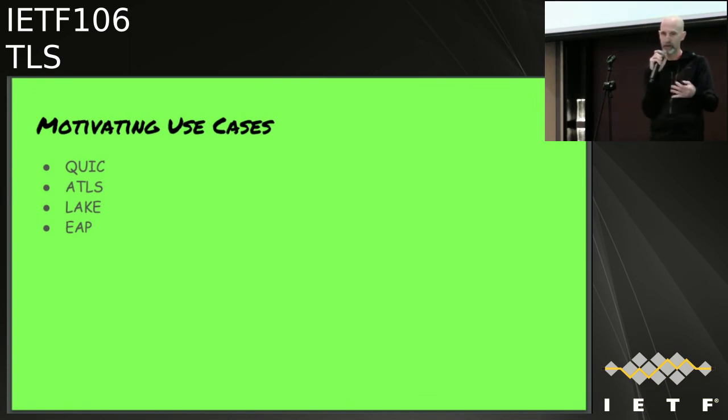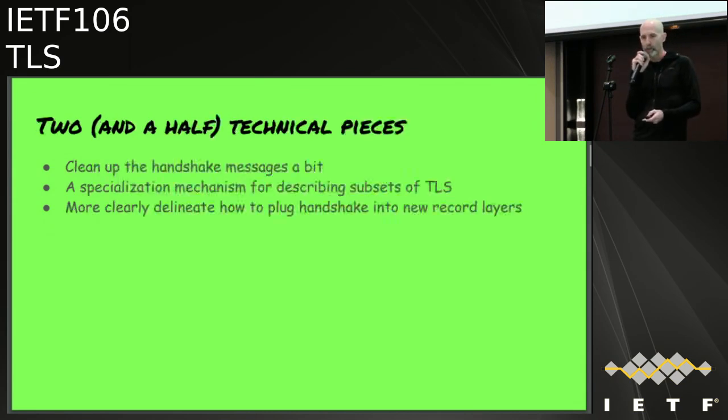So there's a bunch, and again, in ATLS you might think maybe you don't need the record layer, for instance, and LAKE the same way. So there are 2.5 technical pieces here, which we might adopt some or all of, or none of, for that matter. One is some cleanup on the handshake messages to make them less gross and crufty. I'll talk about each of these in detail. The second is a vaguely advanced specialization mechanism for describing subsets of TLS, in a way that isn't just writing new document profiles. Finally, more clearly delineate the handshake and the record cut, so you know exactly where to cut.